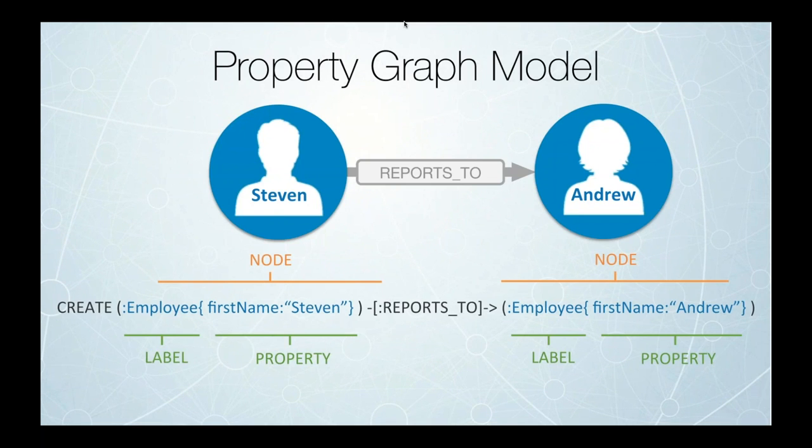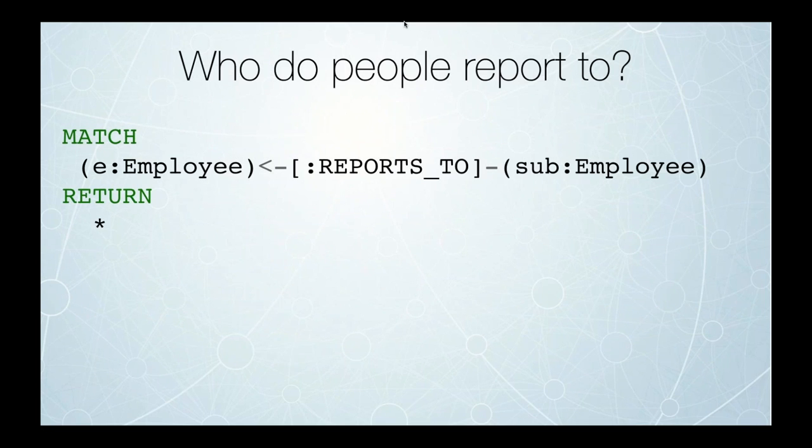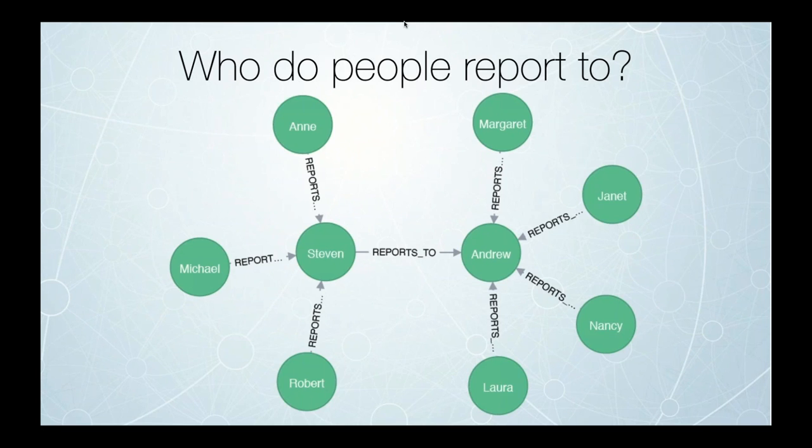So to revisit the property graph model here, we had our nodes and our relationships. These nodes are also people, like we saw earlier with Dan and Anne, but this is showing a reports to relationship where Stephen reports to Andrew. So if we wanted to query these, this is a very simple query. We're finding a subordinate on the right-hand side who reports to an employee on the left-hand side. We're drawing that arrow in ASCII art from the subordinate to the employee. And we're returning star, which means that it's going to return all the nodes and relationships. And so we get a graph that looks like this.